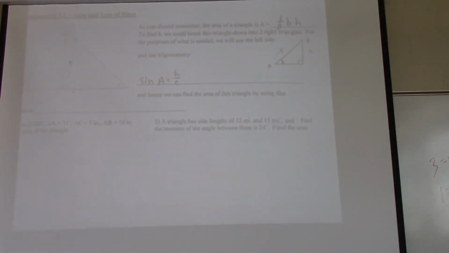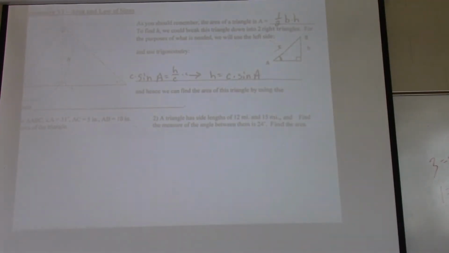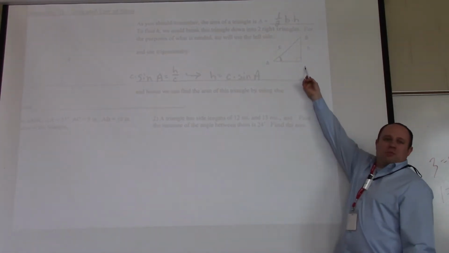Okay? So, what that means is, I'm trying to solve this for the height, for h here. So I'm just going to times both sides by c. If I times both sides by c, I'm going to get h equals c times the sine of A. Now the reason I'm doing that is, because with all right triangles, we can use 1/2 base times height.